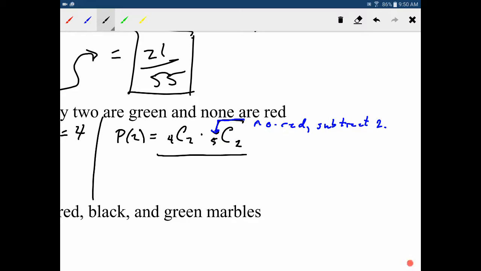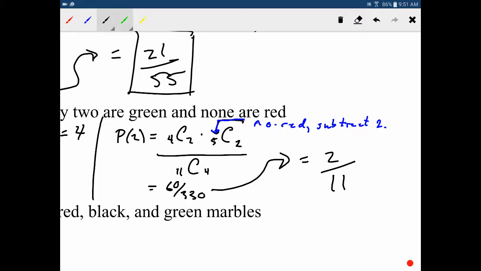And I mean, that's not incredibly obvious, but as you do more and more of these questions, you'll kind of get the hang of that. And then the bottom is still going to be 11 choose 4. So this is going to give us, let's see, 60 over 330. Whoops, 60, not 6. Which then reduces to 2 over 11.